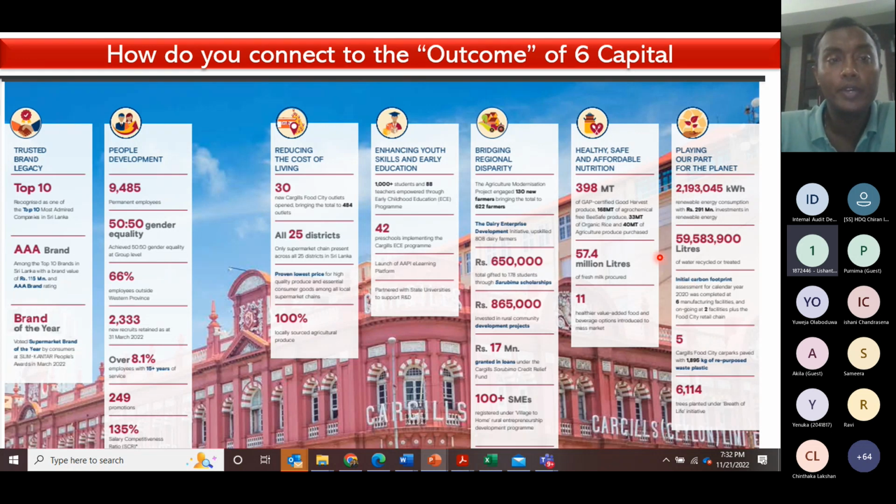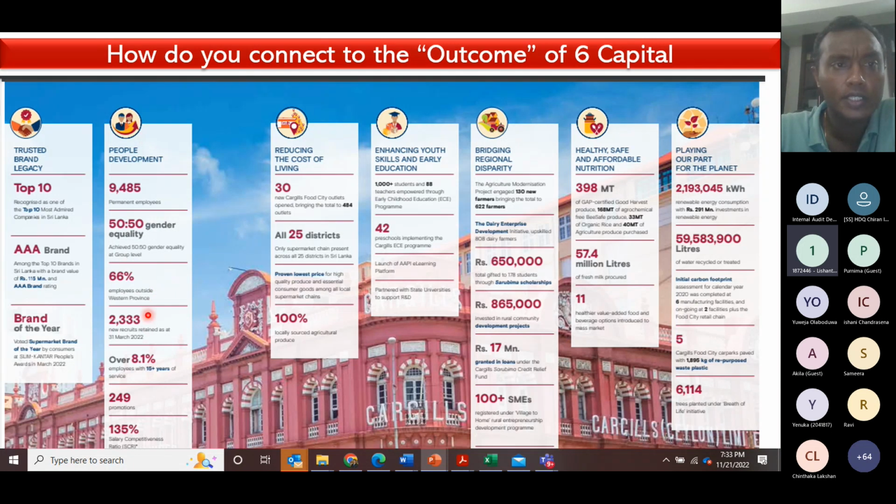Now, if you look at the way, for example, Cargill is demonstrating them, not exactly under the six capitals, how do we explain? Trusted brand, in terms of their brand, what capital does it belong to? You can use the chat and tell me. Is it which capital? The people development they have done, gender diversity, gender equality, sorry. I hope you have heard about EDI, equity, diversity, and inclusion. Those are big topics under this area, especially the social capital related areas.